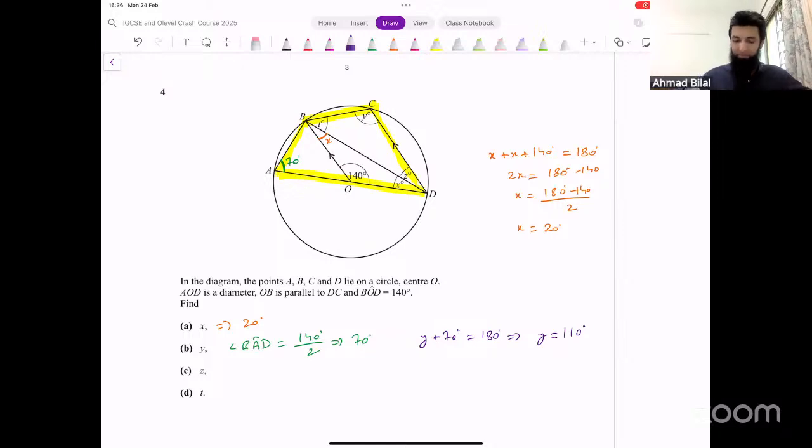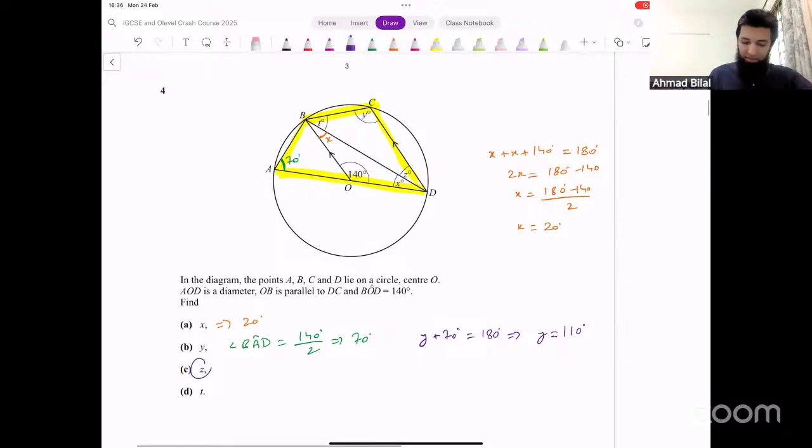Okay, let's look at C now. Z. Okay, how can we find the angle Z now? Let's think about that. Angle Z.